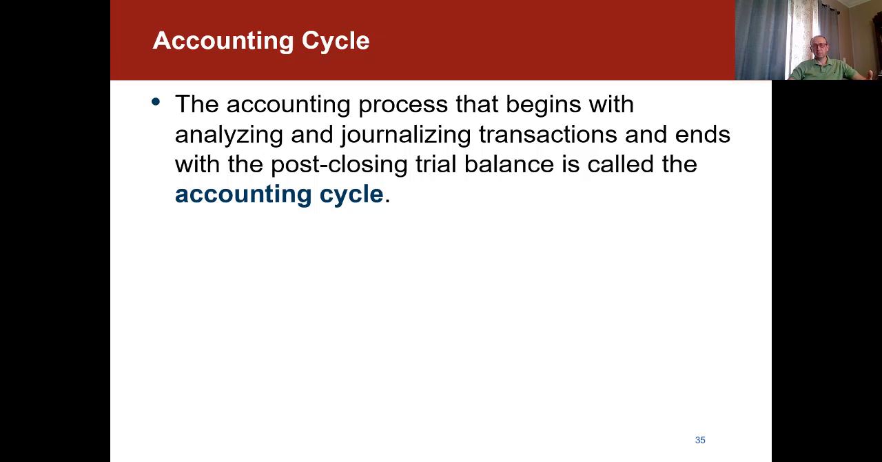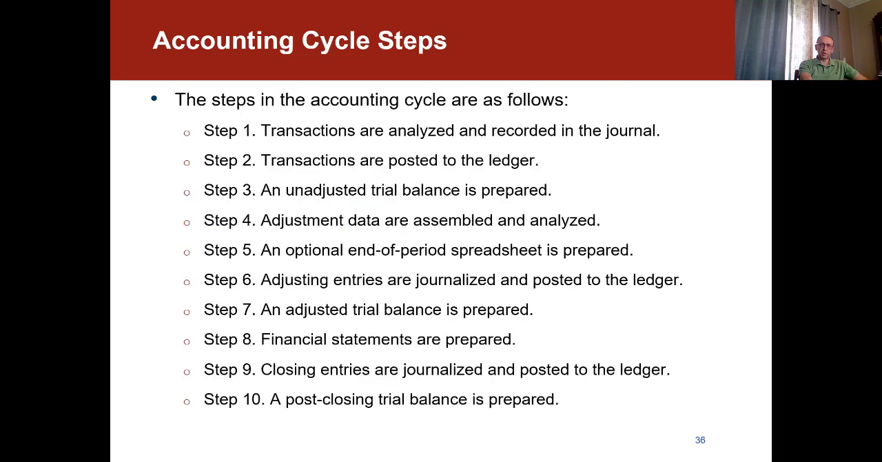And what accountants do is typically starting with recording transactions and then journalizing the transactions, posting to ledger, doing the adjustments, and all the way until we close the journal entries and prepare the adjusted or the post-closing trial balance. So this is basically the accounting cycle. The accounting cycle is the process that begins with analyzing and journalizing transactions and ends with the post-closing trial balance. So it has a few steps that we have to be aware of.